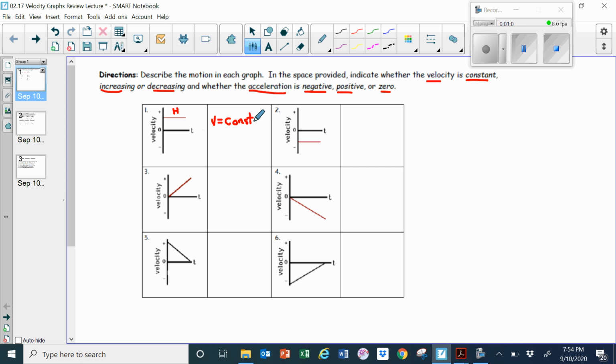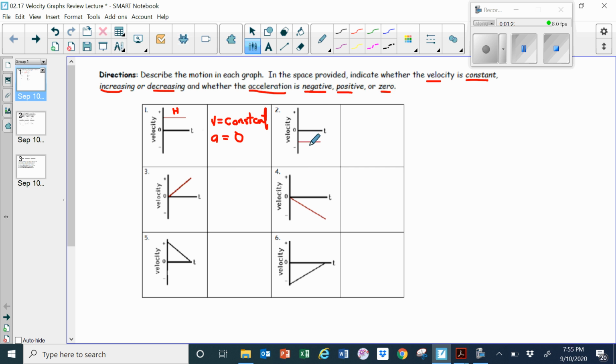Okay? If the velocity is constant, if you think about the progression of graphs that we talked about earlier, if you have a horizontal, that will mean that the next graph, the acceleration graph, will be 0. If the velocity is constant, then the acceleration is equal to 0. Okay? So let's go to this one.